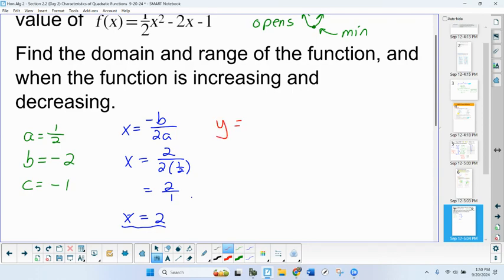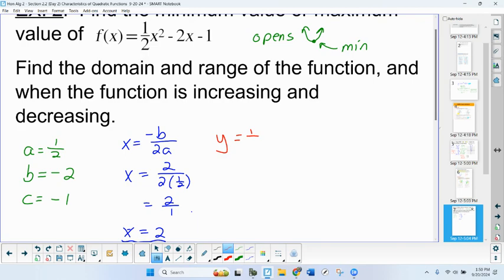Plug it back in. So I have y equals 1/2 times 2 squared minus 2 times 2 minus 1. Find y.